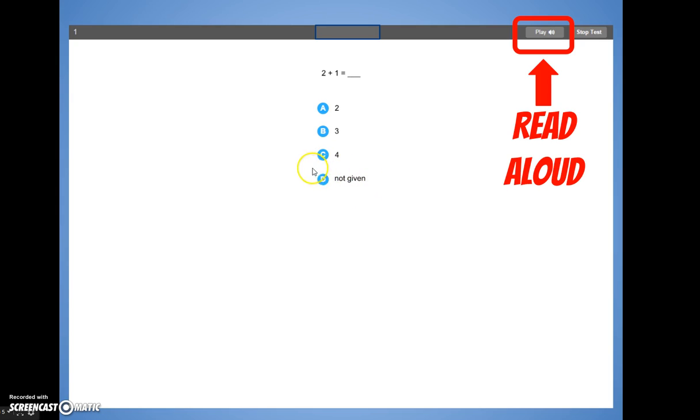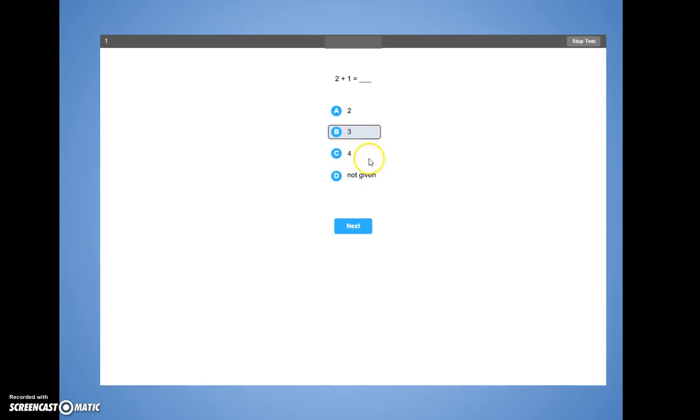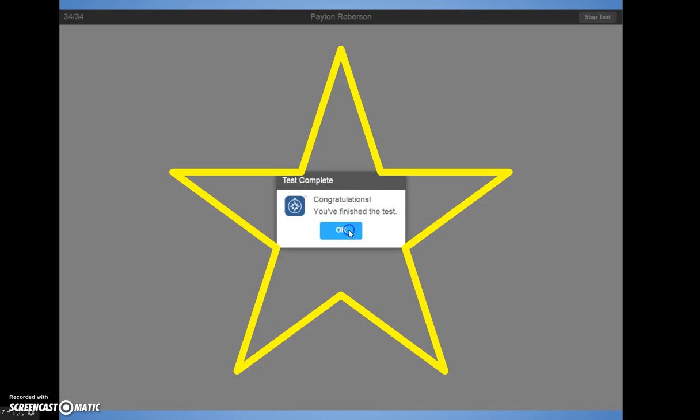I would suggest going over the D choice, not given, and explain to them that not given means if you solve the problem and the answer you get is not a choice in A, B, and C, but D is an option of not given, then that's probably the best choice for that specific question. For 2 + 1, the correct answer was there, so the correct answer would be B. They would get the box around the letter B and the number 3, and then they would click Next.